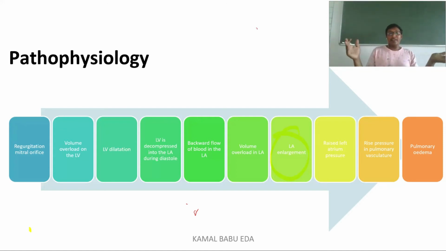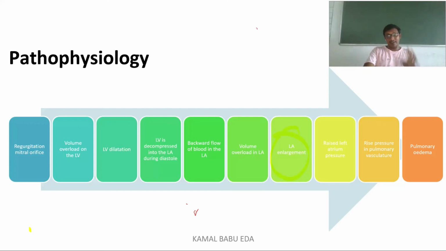Automatically there is overload in the left atrium. So in order to compensate, the left atrium is becoming enlarged. If it is becoming enlarged, the pressure radiation is there, so the pressure will ultimately be more. Increased pressure will affect what? The pulmonary vasculature, meaning pulmonary arteries and pulmonary veins, and the pulmonary blood circulation, and ultimately it will lead to pulmonary edema. So this is the pathophysiology of mitral valve regurgitation.